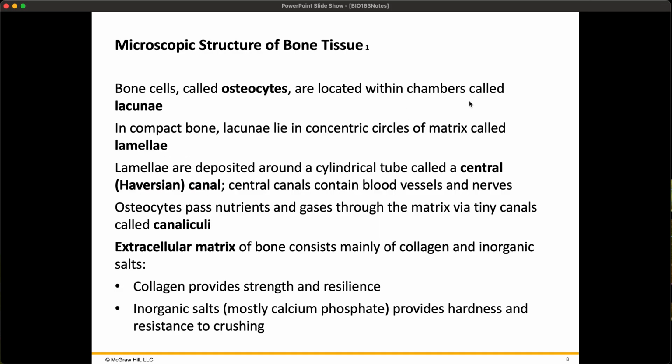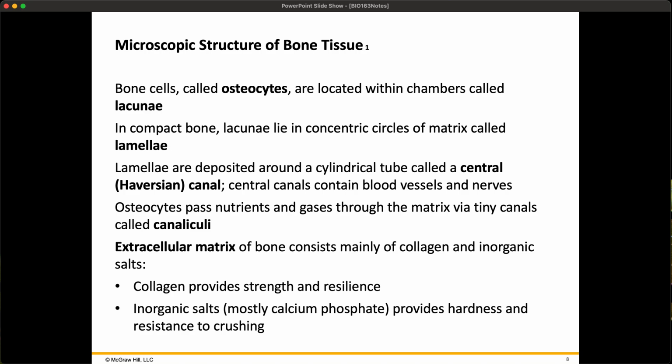Okay, so now let's look at the microscopic structure of bone tissue. Bone cells, generally they're called osteocytes. We'll look at two different types in this lecture. But osteocytes are located in pits called lacunae. And so when you're thinking about bones, there are some interesting words that are coming up here. But I think your lab manual did a good job of describing compact bone like a piece of Swiss cheese, right?